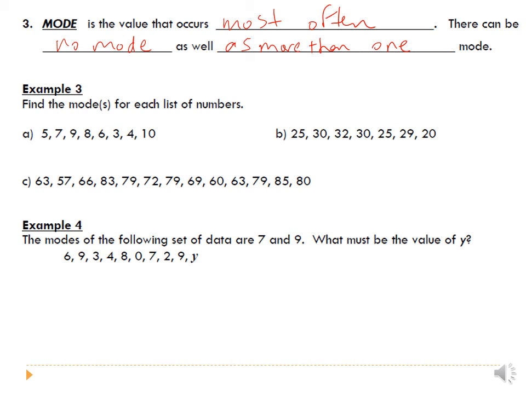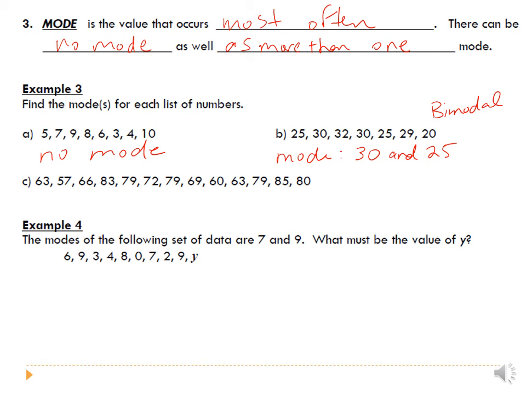So example 3, find the mode for each list of numbers. You're looking for the one that happens most often, or the one that's repeated the most often. If I look at set A, I don't see any numbers that are repeated. So what you would say for this question is no mode. For B, 30 happens twice, and 25 happens twice. So for this, you list two modes, 30 and 25. This is technically considered bimodal, meaning there's two numbers that happen twice.